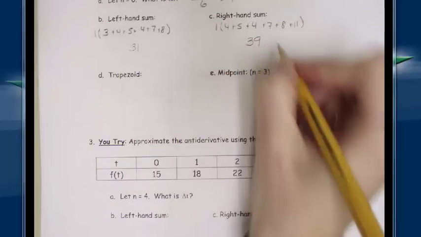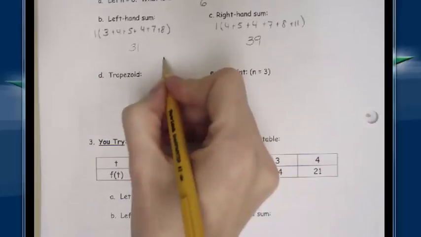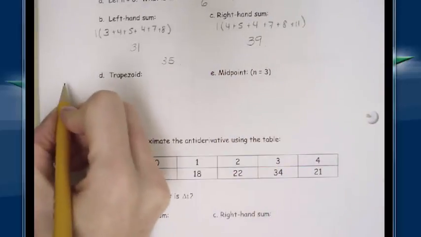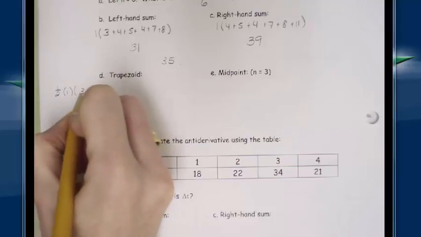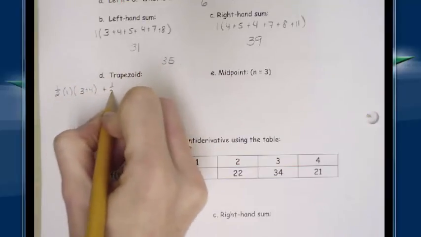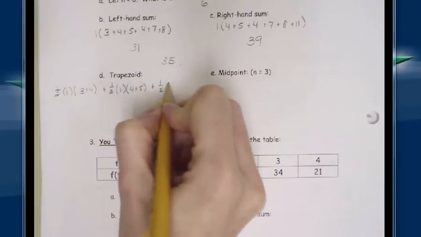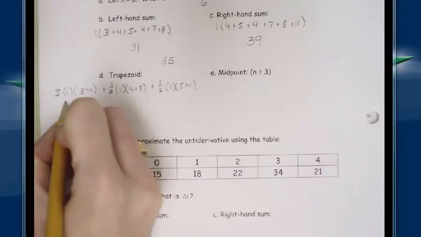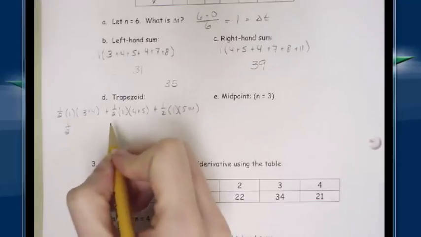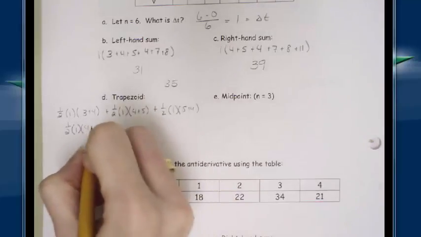This is 39. If I do the average of those, I'm going to end up with 35. So let's look at it. If we're going to do the trapezoid here, so 1/2 times base of 1, and then 3 plus 4 is the first trapezoid. 1/2 times 1 times 4 plus 5, and then 1/2 times 1 times 5 plus 4. And I'm just using the different y values as my different bases. 4 plus 7.